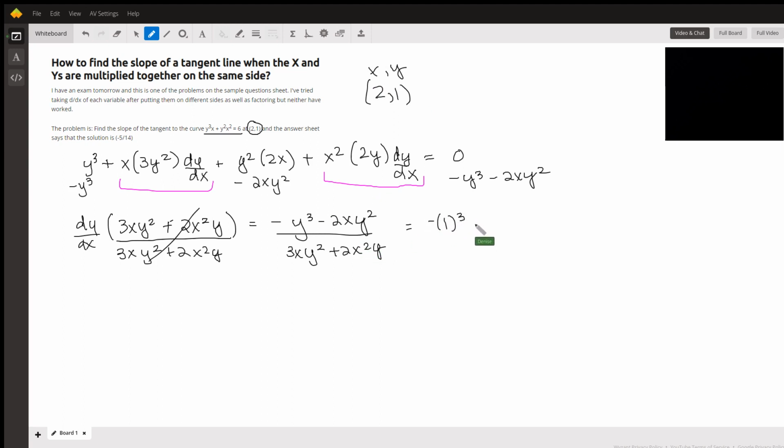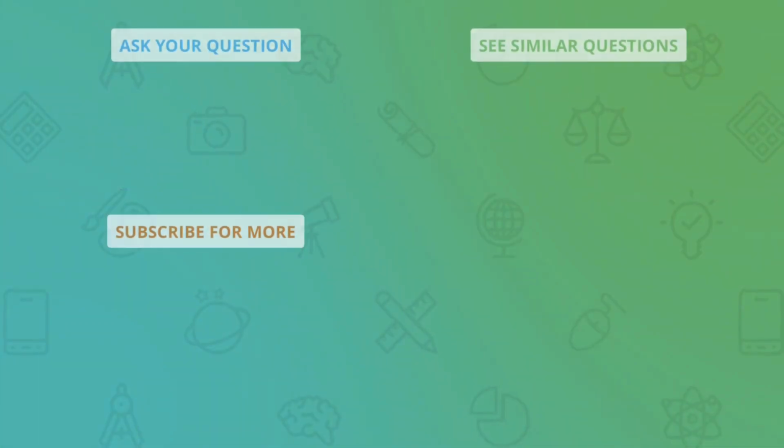Minus 1 cubed minus 2 times 2 times 1 squared, over 3 times 2 times 1 squared plus 2 times 2 squared, times y, which is 1. So this will be -1 minus 4, over 6 plus 8. We get -5 over 14 for the slope.